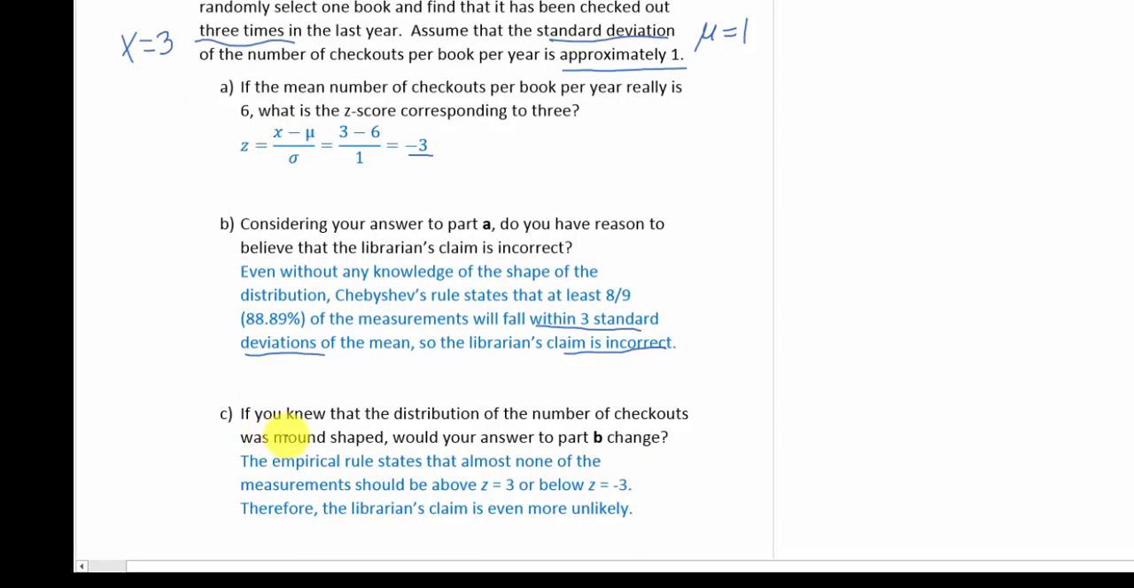For part C, if you knew that the distribution of the number of checkouts was mound-shaped, would your answer to part B change? Well, the empirical rule states that almost none of the measurements should be above 3 standard deviations, that is, above a Z-score of 3 or below a Z-score of negative 3. Our Z-score was exactly negative 3, so it is right on the edge there. So again, we might claim that the librarian's claim is unlikely.